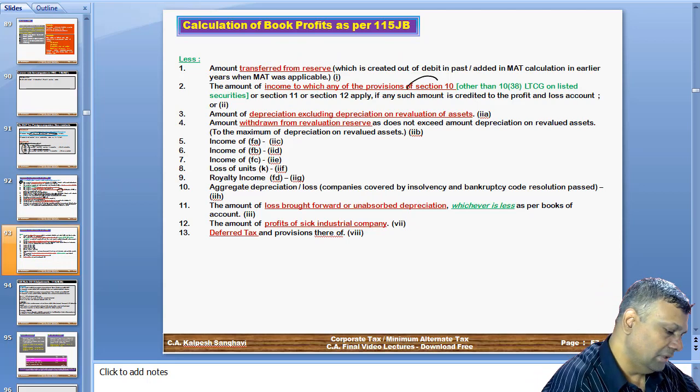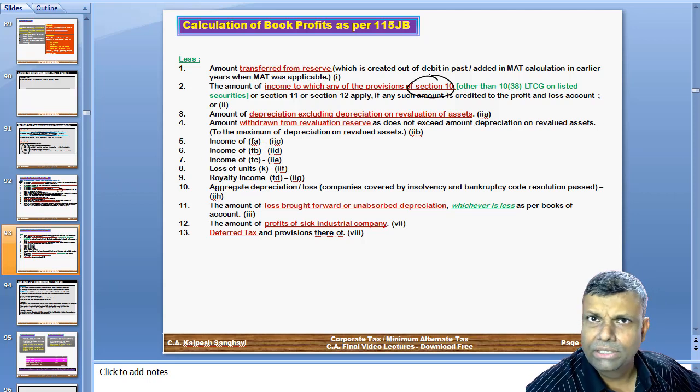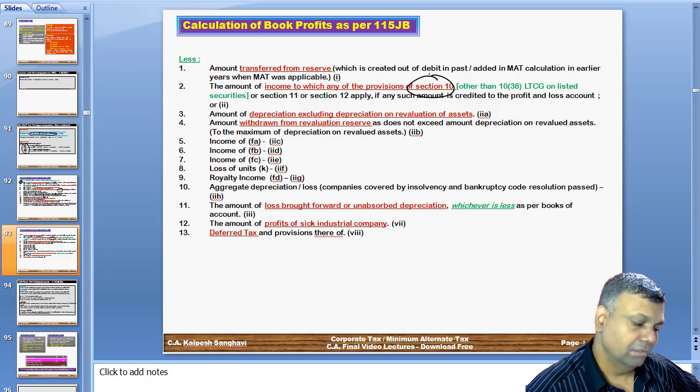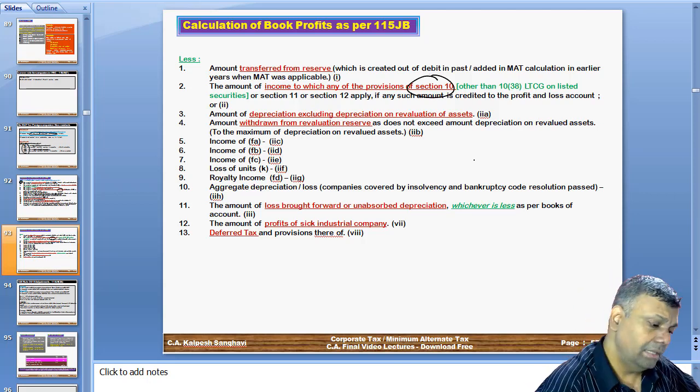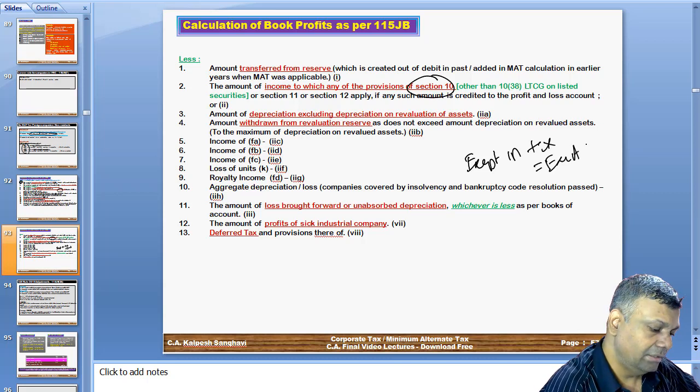Okay. So here also you have the section 10 income. That means expense addition you show separately, income reduction separately. Well, that means the net figure gets excluded here. Have you understood that? So what happens is that what is exempt in tax also becomes exempt in MAT.